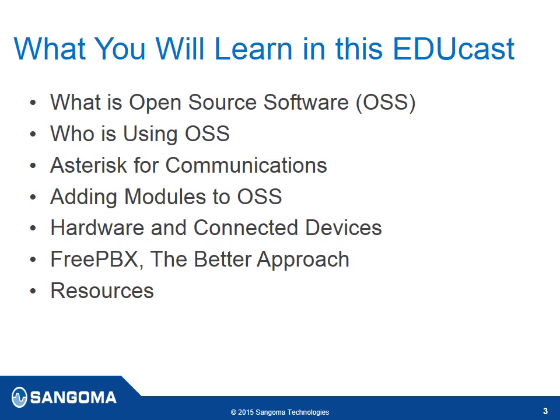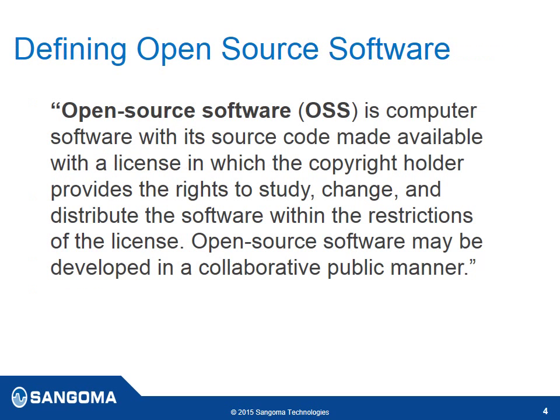So let's define open source software. First of all, it's computer software. It's source code. It's a license. But it gives you a freedom that proprietary software doesn't give you, and that is you have the rights to study, change, distribute without restriction with this license. So this gives everyone who gets this software a chance to add to its operation, to enhance its capabilities.